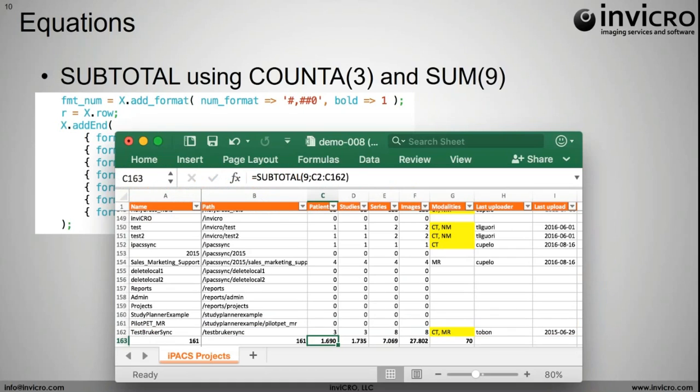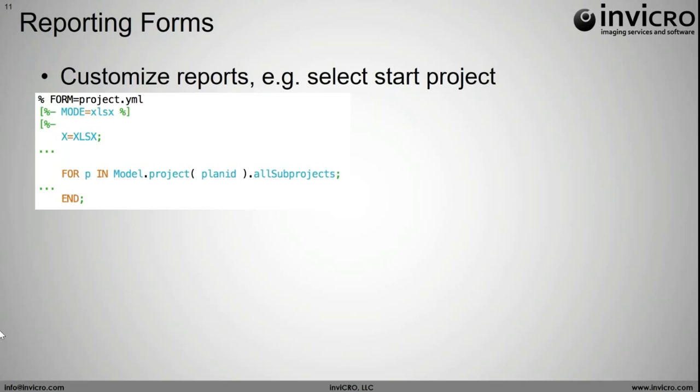And then at the bottom of the spreadsheet, we see that we have 161 projects on there, 1,690 patients total, and things like that. So you see that also the equation shows up as we have put it in. So basically, almost everything you can do in Excel, you could generate straight from the reporting engine.